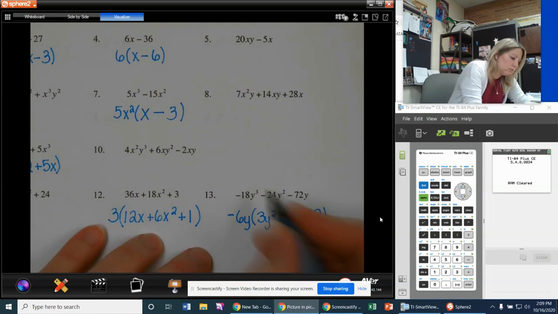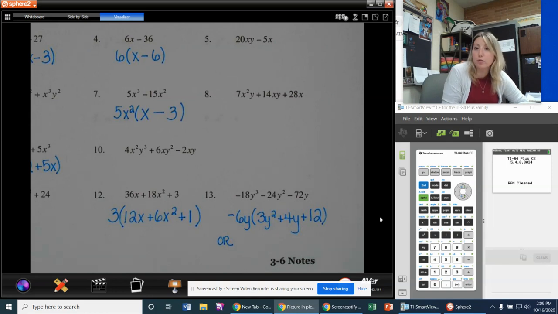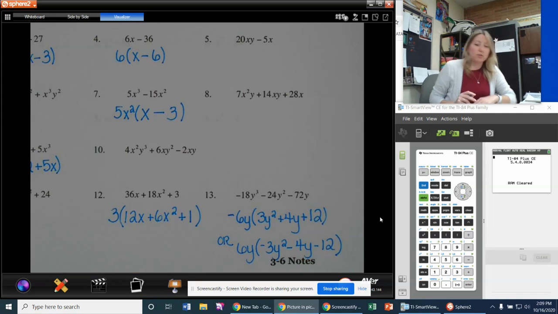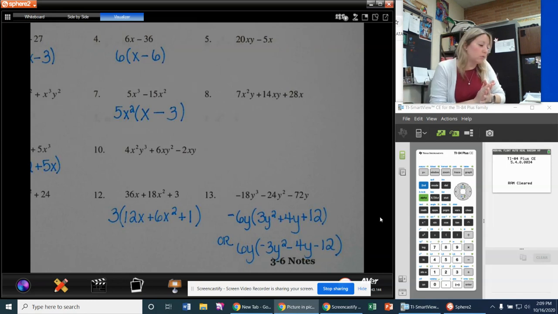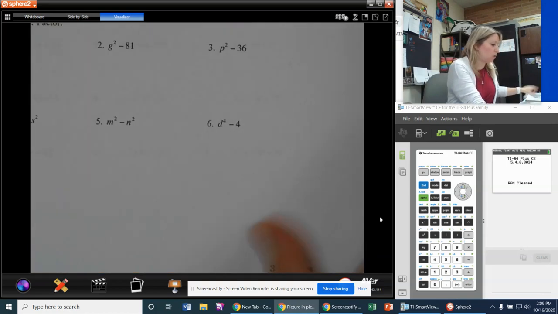Or you can say, well, I don't care if the leftover is negative, so I'm just going to pull out a 6y. And then all of these things are just left as minuses instead. But either of those are correct. So that one's up to you and what you're doing with it after the fact. Okay? Cool. Well, that's GCFs. You're going to have plenty of practice with those guys.